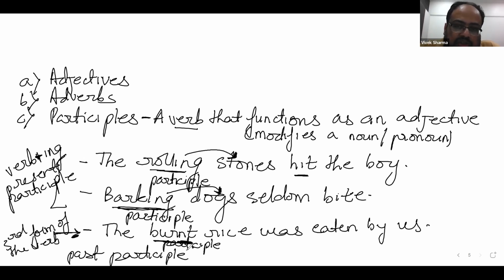Fundamentally, participles are also modifiers because they perform the function of an adjective, and an adjective by definition is a modifier. So participles are also modifiers. Just like adjectives and adverbs, participles can have a single word or multiple words. In all these examples, rolling is a single word, barking is a single word, burnt is a single word. But we can have multi-word participles also.